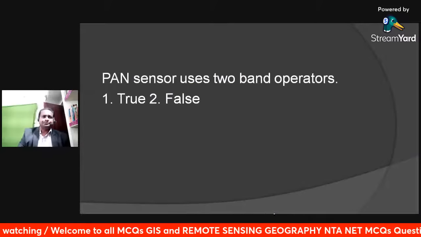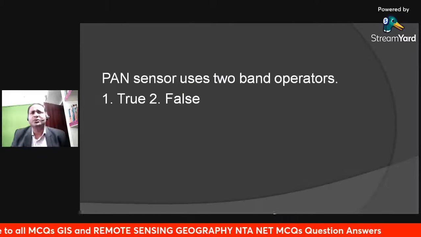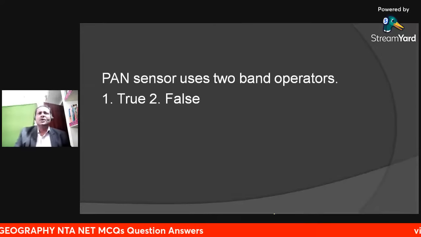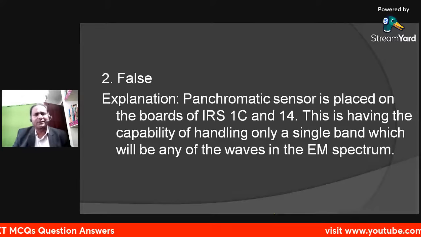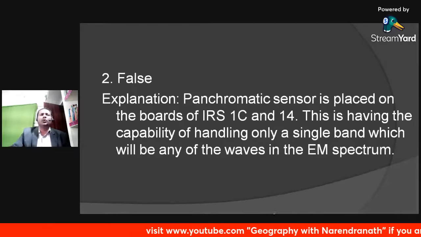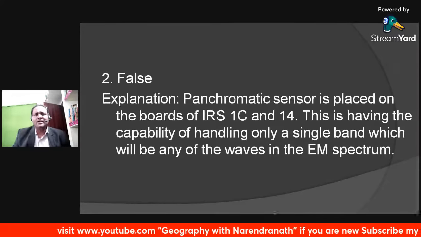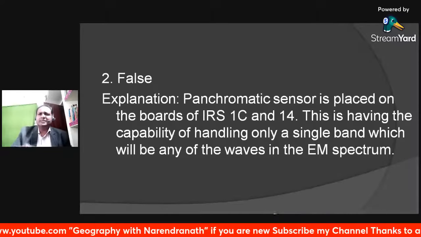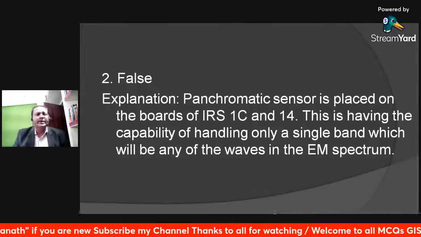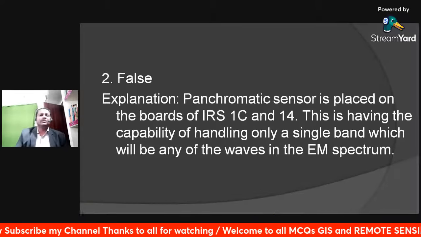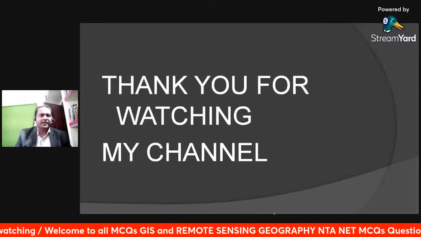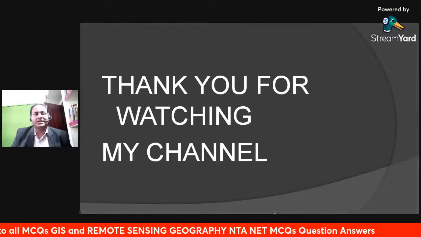Next, another question. Pan sensor used to band operator. Basically, it is true or false. Pan sensor used to band operator. Basically, it is false. The panchromatic sensor is placed on board IRS-1C and 1D. It has the capability of handling only a single band, which can be any wavelength in the electromagnetic spectrum. So definitely it is false, and this was the last question.